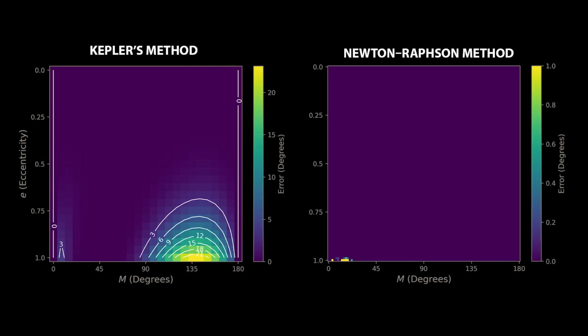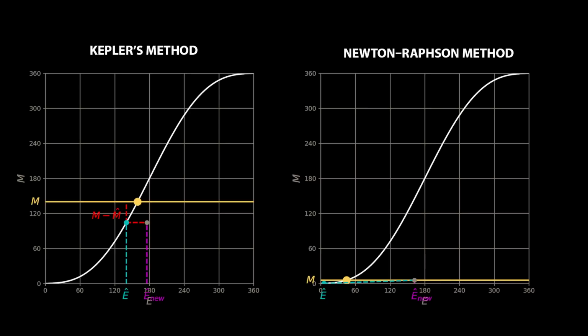Newton's method fares better, but still yields significant error when the comet is close to the Sun. Visualizing our iterations on our E-M curves, we can see that the high slope caused by the comet's highly eccentric orbit causes Kepler's method to jump around the correct solution, and the high curvature causes Newton's method to overshoot the correct answer, requiring more iterations.